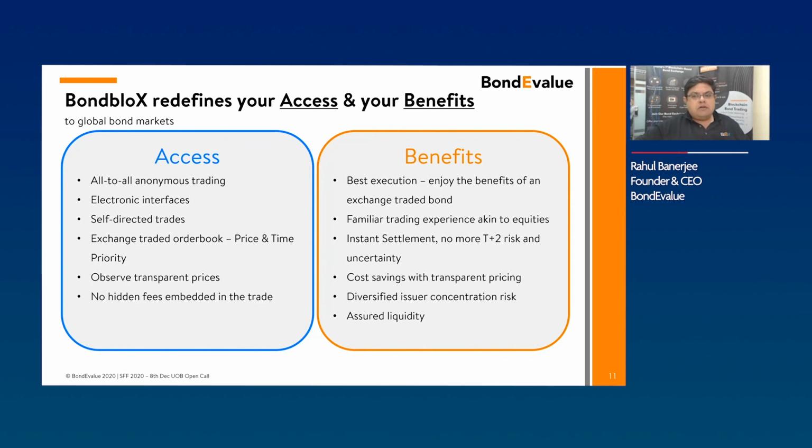It has an electronic interface. You can self-direct your trades, or you can allow your bank or broker to direct your trades. You observe the prices on the UTrade platform, and there are no hidden fees embedded in these trades. We as an exchange do not act as principal counterparty, and we neither buy nor sell. We only operate the exchange, once again, similar to equity exchanges. You get the best execution benefit, you get a familiar trading benefit, and if you sell a bond, you can remove the cash from the account instantly.